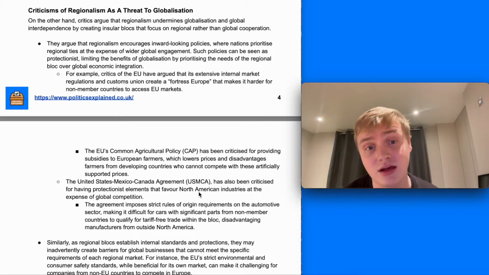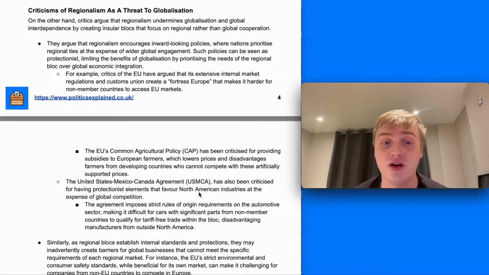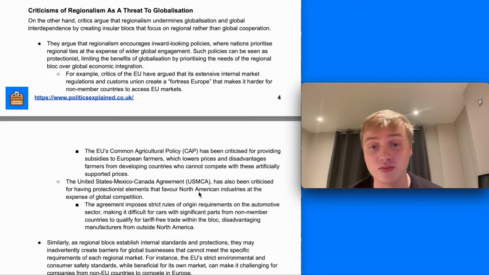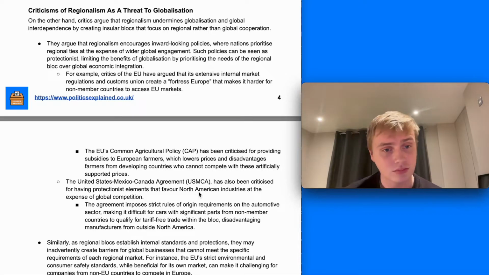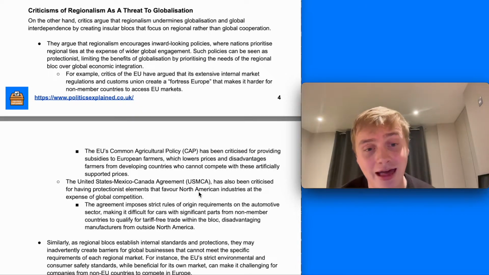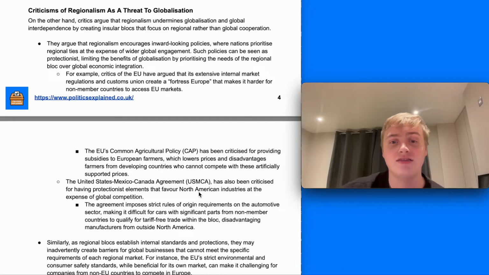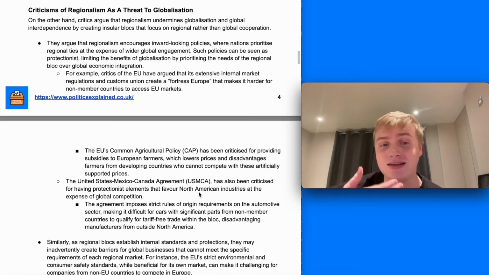And crucial to this has been the agricultural policy, which has been criticised for providing subsidies to EU farmers, which lowers prices and disadvantages farmers from Africa in particular, and they have really been damaged in their exports by that. So some really criticise regionalism as a threat to globalisation.